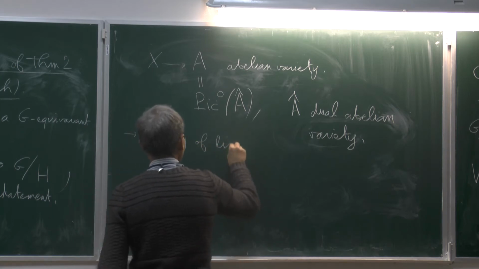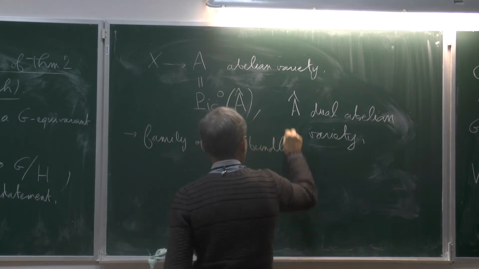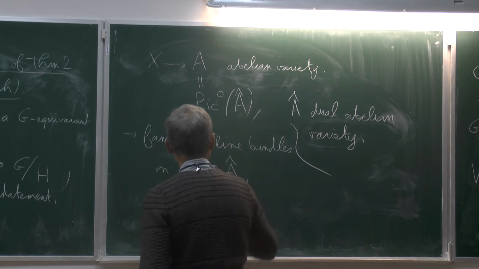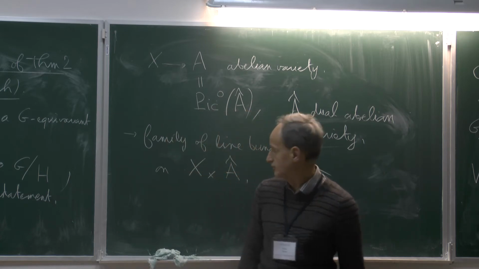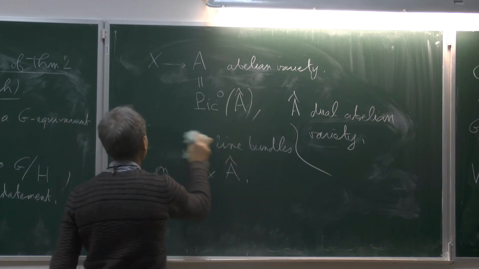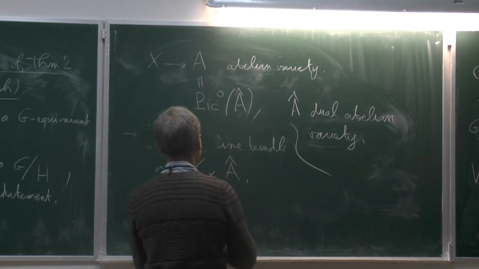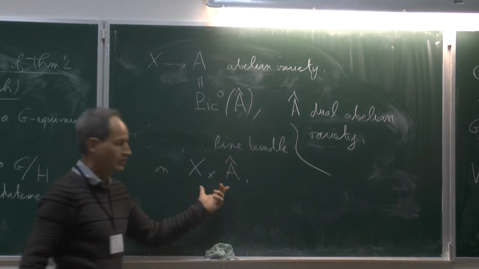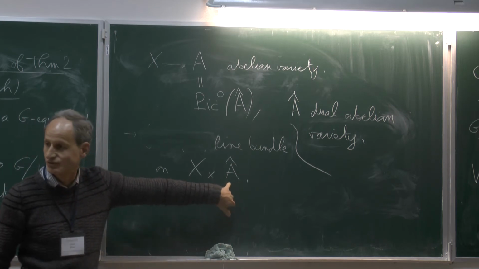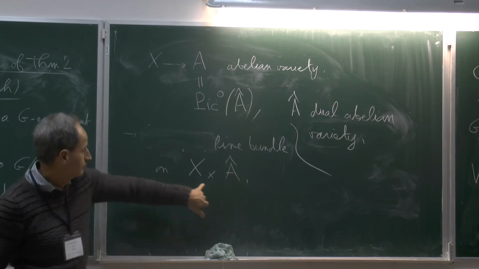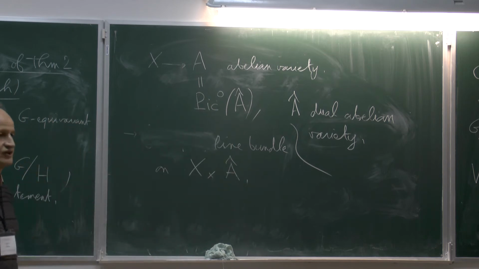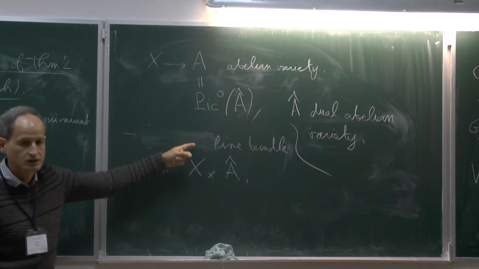On the product X times A hat. And the map will be the following. If you have one such line bundle on a product, you can specialize it to small x times A hat. So you get a line bundle on A hat indexed by points of X. And this is exactly such a map. And actually, with some normalization, which I will skip, these data are equivalent.